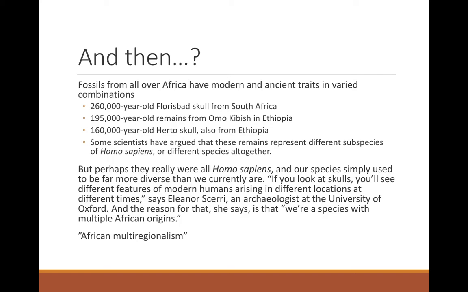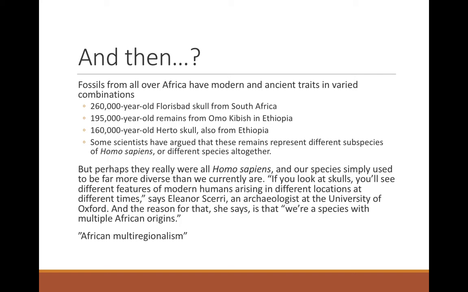And so Eleanor Scerri, an archaeologist from the University of Oxford, says if you look at these skulls, you'll see different features of modern humans arising in different locations at different times. For that reason, she states that we are a species with multiple African origins, and therefore we see African multi-regionalism. So it's kind of a hybrid of multi-regional and single point of origin, right? We all come from Africa, yes, that is undisputable, or at least as of now, undisputable.